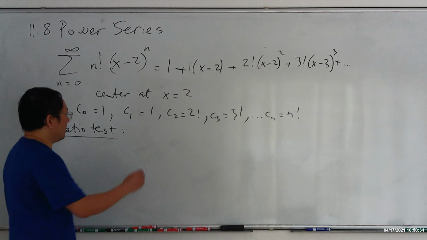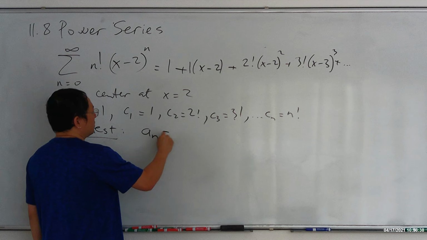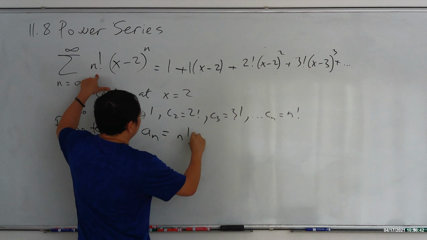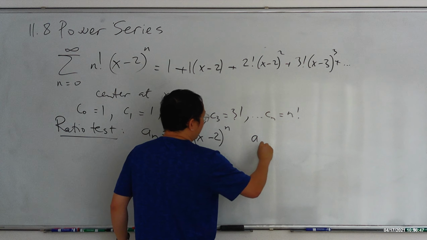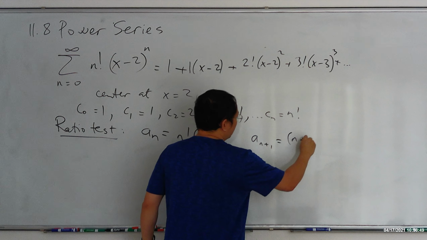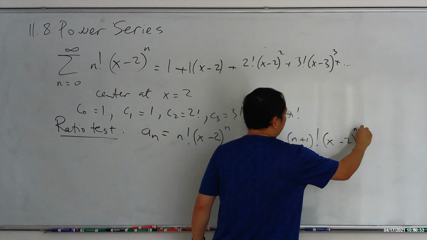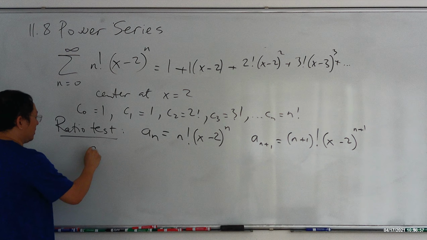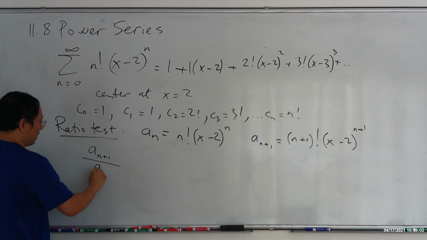And to use the ratio test, we have to find two general consecutive terms. So a n, the general term, is going to be n factorial times (x minus 2) to the n. And then the next term, a n plus 1, will be (n plus 1) factorial times (x minus 2) to the n plus 1. And for the ratio test, we have to make a ratio between the two consecutive terms, so a n plus 1 over a n.